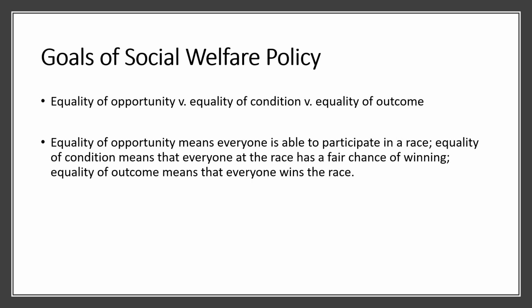So equality of opportunity, what that means, if we think about it figuratively, is that everybody has the opportunity to participate in a race. Everyone can be at the starting line and start there. Equality of condition, though, means that everyone can participate in the race, but when they get there, they also have a fair chance of actually winning. Equality of outcome means that everyone wins the race and that there are equal outcomes.